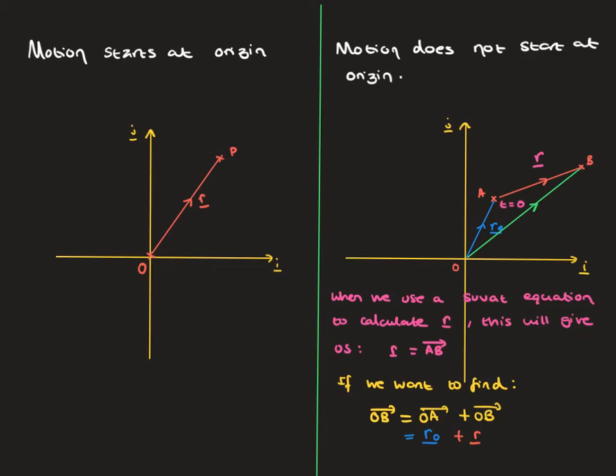So remember, when you apply your SUVAT equation, it will only give you the displacement from your starting point. So if we apply a SUVAT equation in this situation, we will get the vector AB, which is fine. But if we want to know the position vector of point B relative to the origin, i.e. the vector OB, then we need to make sure we add on the initial position vector of the object, its starting position vector, which is the vector r0.